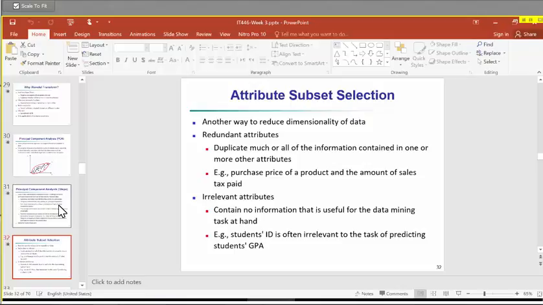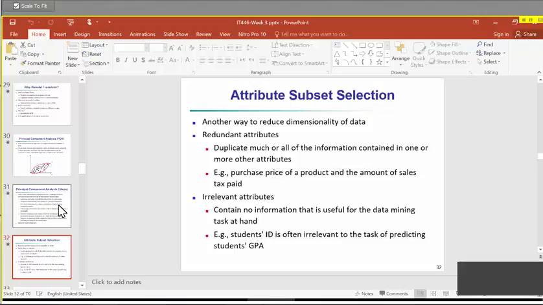Now the second step could be attribute subset selection, which is another way to reduce the dimensionality of the data. We have some redundant attributes, which are duplicates, and these can duplicate much or all of the information contained in one or more of their other attributes. Then there are some irrelevant attributes. They contain no information that is useful for the data mining task.